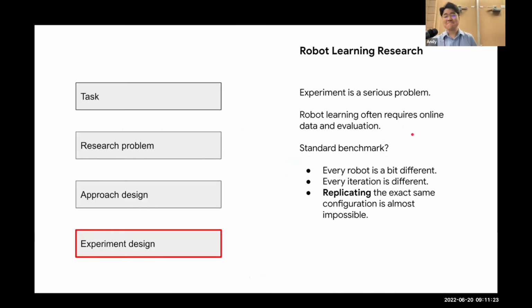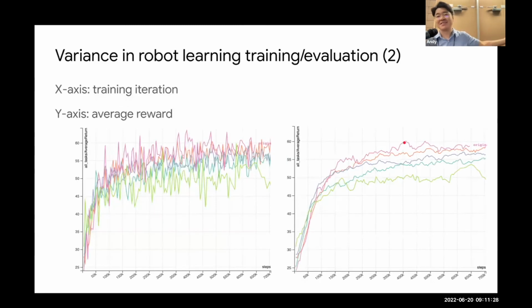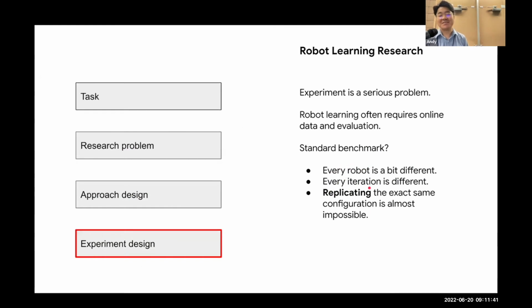Another aspect: assume that you are somehow able to stabilize this. Assume that you are able to run this 100 times, 200 times, thousands of times, and were able to establish some reliable evaluation metric. Even after that, there is an issue of standard benchmark. As Pete mentioned, every robot is physically slightly different. And as I mentioned, every training iteration, every training random seed, your data will be different and everything will be different. And also replicating the exact same configuration is almost impossible.